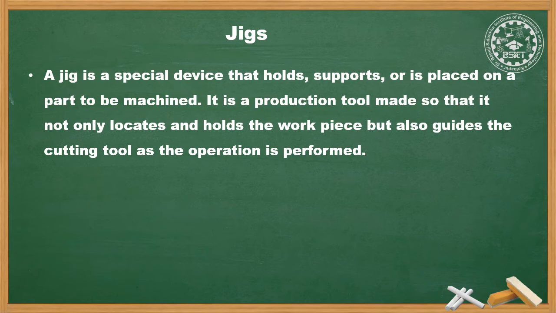A jig is any of a large class of tools in woodworking, metalworking and some other crafts that help to control the location or motion or both of a tool. Sometimes jigs are also called templates and guides. The primary purpose of a jig is repeatability and exact duplication of a part for reproduction.